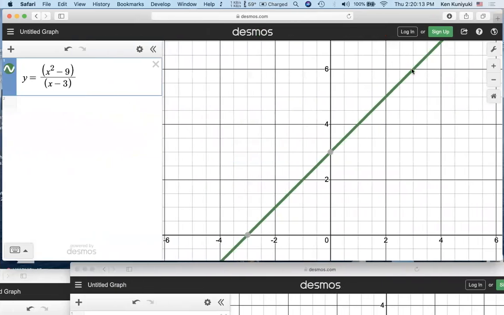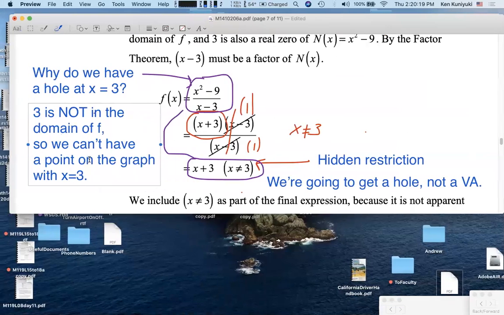Okay, the point 3, 6 is not allowed to be on the graph because 3 is not in the domain of the function. So we know we cannot have a point on the graph. Notice x cannot be 3. 3 is not in the domain. Now, algebraically, why do we have a hole? It's because the corresponding factor, x minus 3, gets completely canceled out.